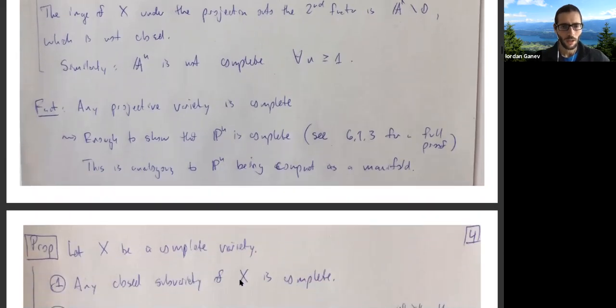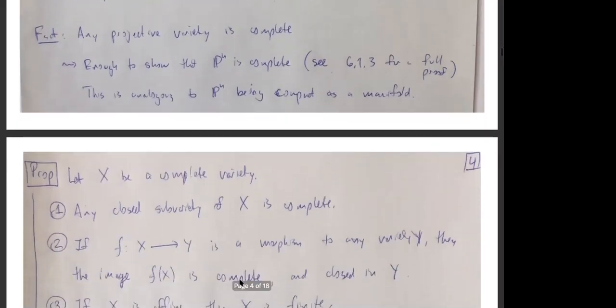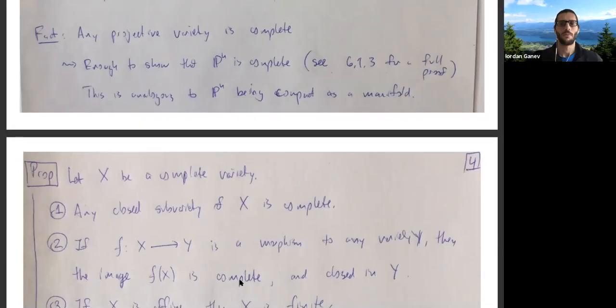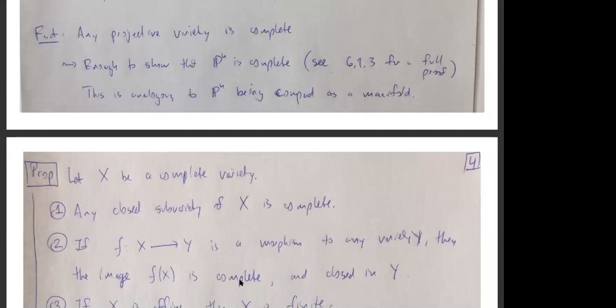Okay, so we need a few. Can I have a question? Sure, yeah. If the variety is compact, is it always complete? If what variety is compact? If a variety, for example an algebraic variety, is compact, is it always complete?